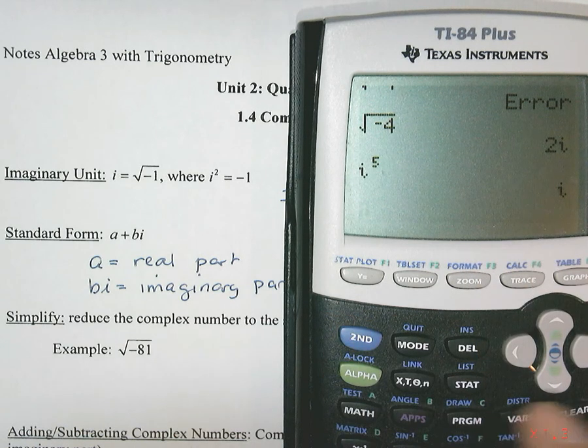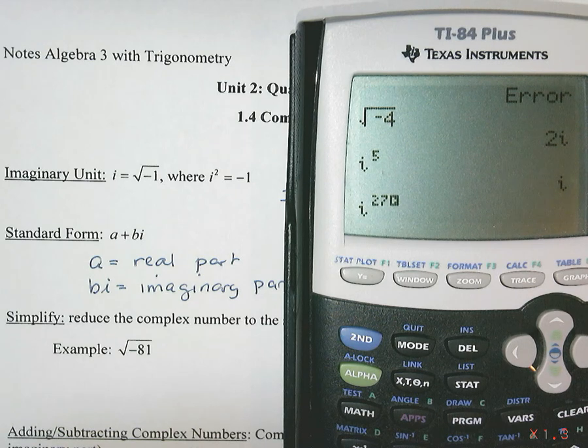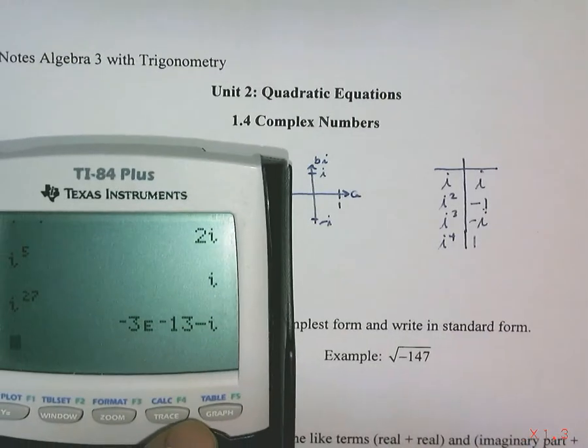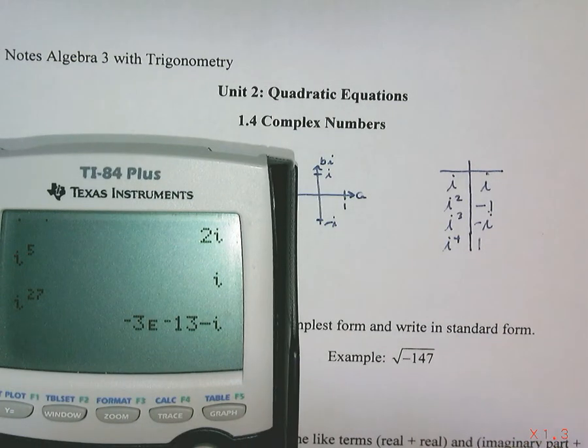But then if I did certain numbers, if I did i raised to the, say, 27th power, then it gives me this really weird answer: -3 times 10 to the -13th i. So i to the 27th equals -3E-13 minus i. I could do this one of two ways. I could recognize this scientific notation is saying -3 to the -13th power. Let's make that better.